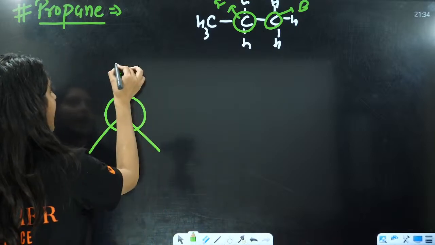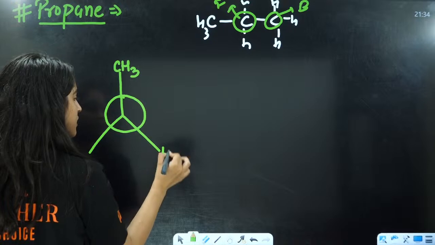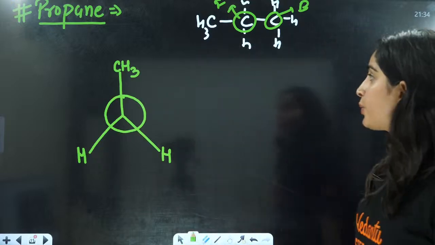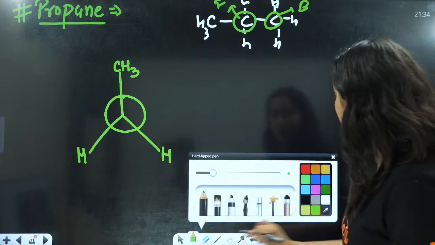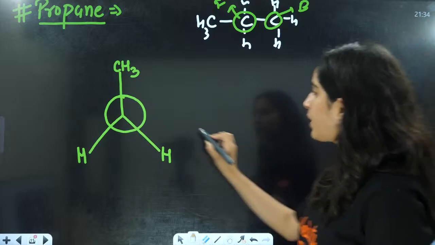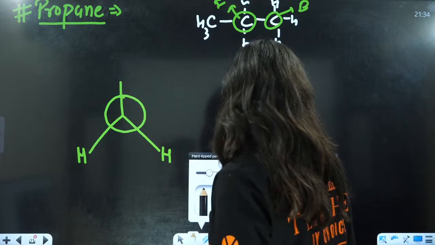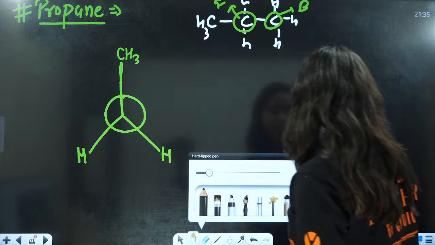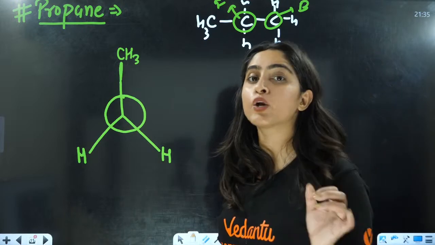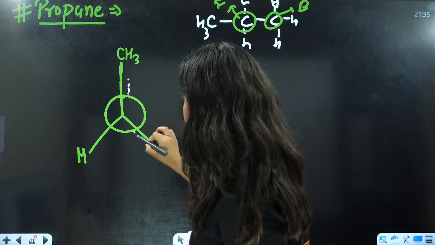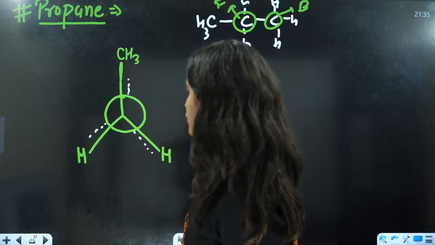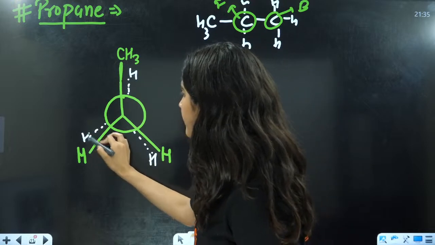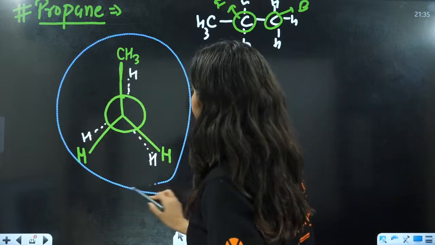For the front carbon, I have CH3. This is hydrogen, this is hydrogen. And for the back side carbon, what do you have? For the back side carbon, this is CH3, if I want to draw it at 0 degrees. This is my H, this is my H, and this is my H. The back side carbon has 3 hydrogens: first hydrogen, second hydrogen, and third hydrogen. This is my first structure.